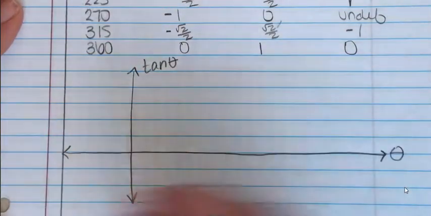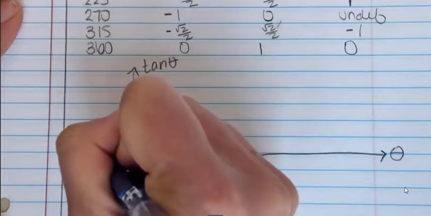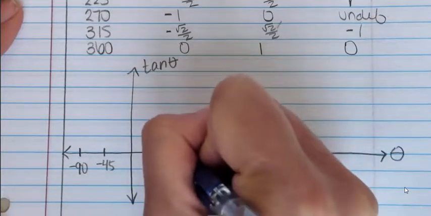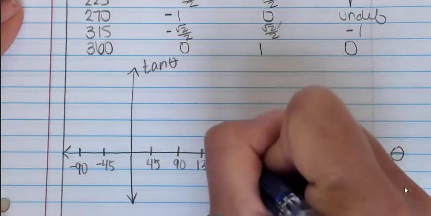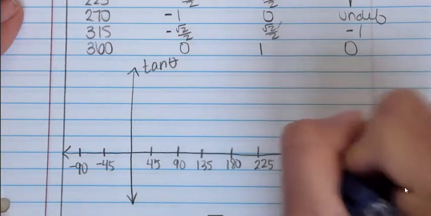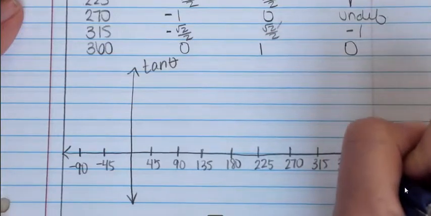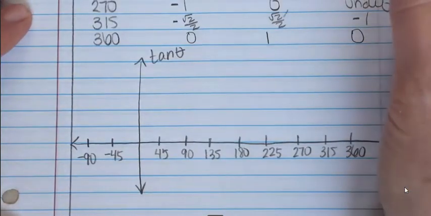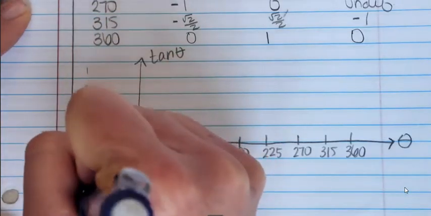All right, so I'm going to go by 45 degrees, so I'm going to start with -90. Make sure I don't skip any. Okay, I fit them all on there. Let's see, at -90, I'm undefined. So that means I've got a vertical asymptote there because I've got 0 in the denominator.